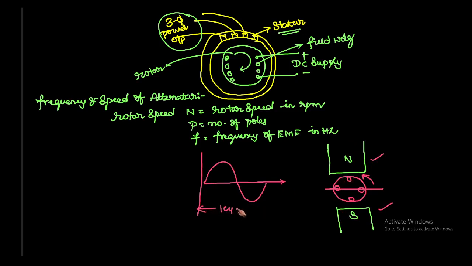This is called one cycle. For completion of one cycle, let us consider under the north pole it is having the maximum EMF, under the south pole it is negative maximum. For completion of one cycle, how many poles does it have to cover? 2 poles, right?